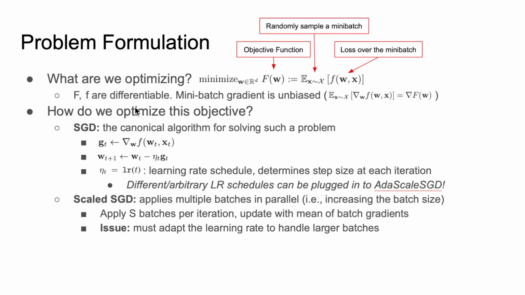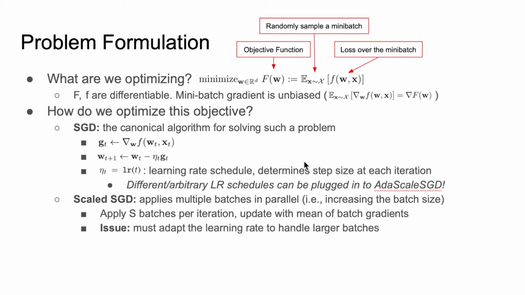We make a few assumptions about these methods. We assume that big F and little f are differentiable, but we also assume that our mini batch gradient is unbiased. And what does this mean? Well, it just means that if we sample a mini batch from our data set, the expected gradient of the loss over this mini batch will be equal to the gradient of our true objective, this big F of W.